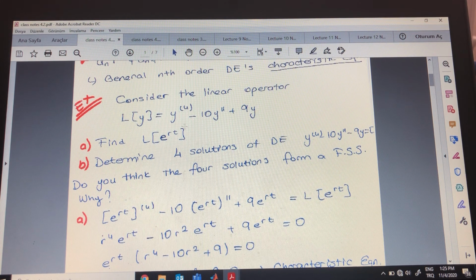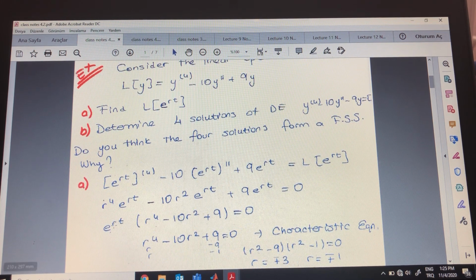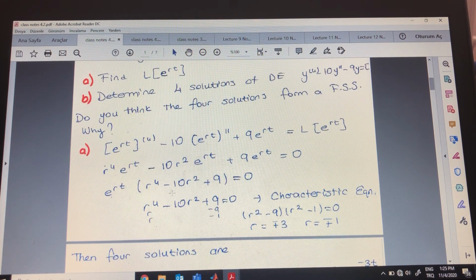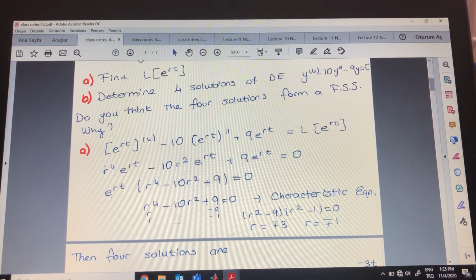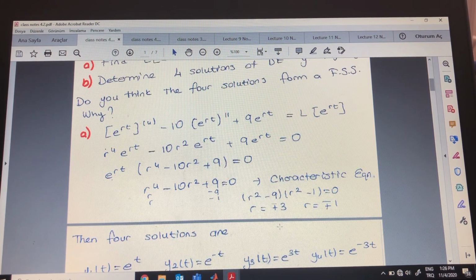Firstly, let's plug in e to the rt. Once you plug in e to the rt, for the fourth order derivative there will be r to the 4. For the second order, 10 was given, so 10r squared plus 9. And if you factor out e to the rt, this is the polynomial you need to solve. Since there is a fourth order and a second order term, but no third order and first order r terms, you can easily factor it as r squared minus 9 times r squared minus 1. Here you will have plus or minus 3, and here you have plus or minus 1. So you have all distinct roots.